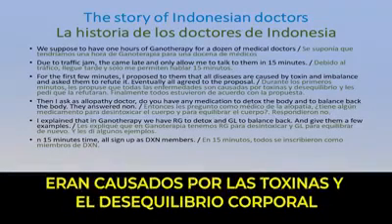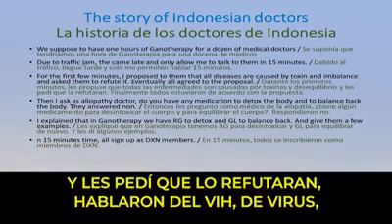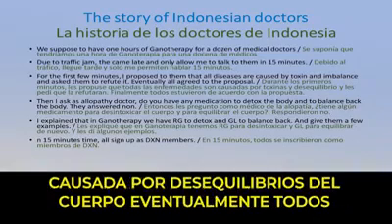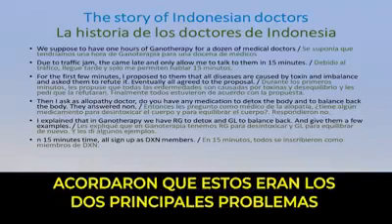So for the first few minutes, I proposed to them that all diseases are caused by toxin and imbalance of the body, and asked them to refute it. Then they talked about HIV, that is due to virus, that is a toxin. They talked about bacteria, the toxin inside the food, everything. Then also diabetes, everything due to the imbalance of the body. Eventually all agreed that these are the two main problems.